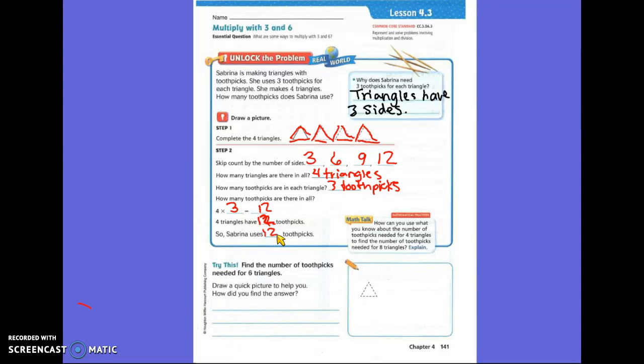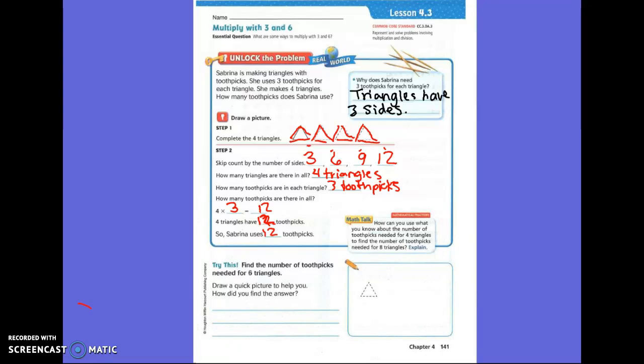So, one way of finding or multiplying by 3 is by skip counting. That's what they just did. 3, 6, 9, 12. They skip counted by 3s. Okay? Now, try this. Find the number of toothpicks needed for 6 triangles.